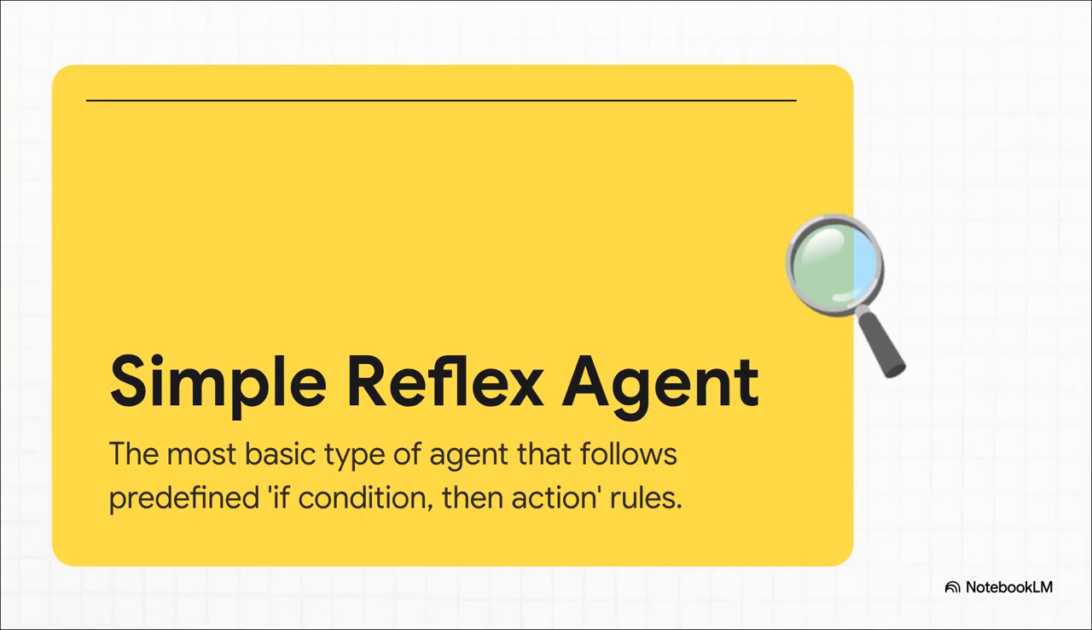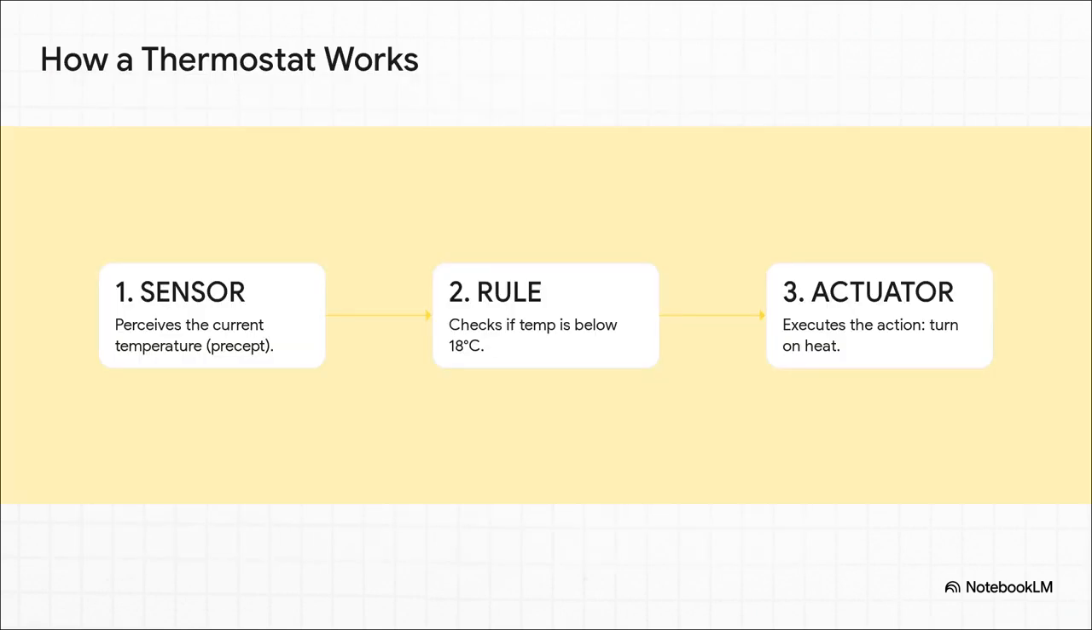So the simple reflex agent, this is the simplest one of the bunch for sure. It operates on pure, simple, if this, then that logic. It has zero memory of the past and absolutely no plans for the future. It just sees something and reacts. That's it. A classic thermostat is the perfect example.